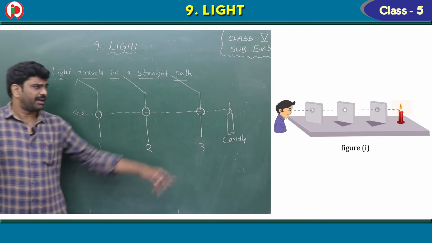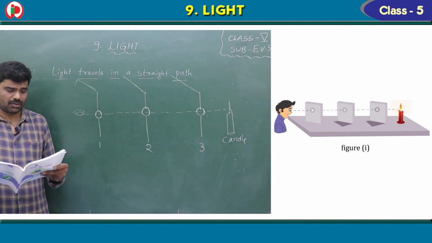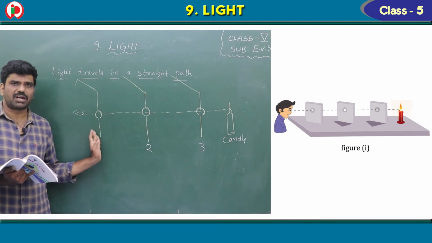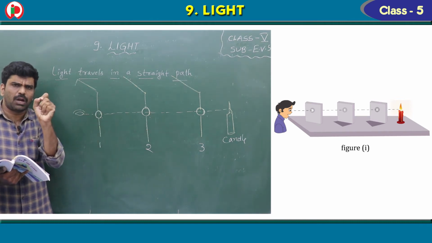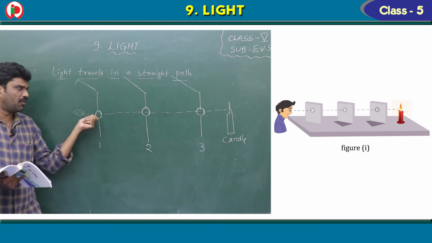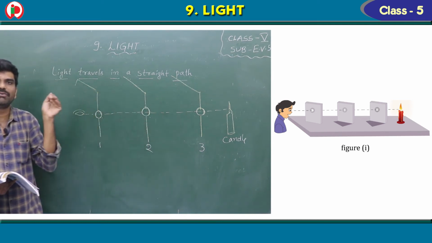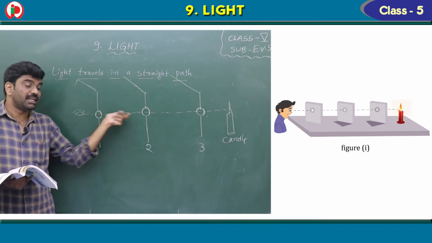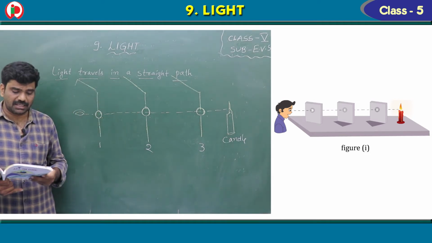So once again I repeat, for this experiment the materials required are a candle and 3 cardboards of the same size. Next one, take 3 pieces of cardboard: first cardboard, second cardboard, and third cardboard. Make a tiny hole on all the 3 pieces. This is the first hole, this is the second hole, this is the third hole. The holes should be at the same height and of the same size.